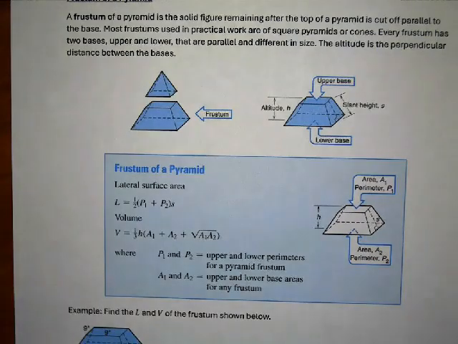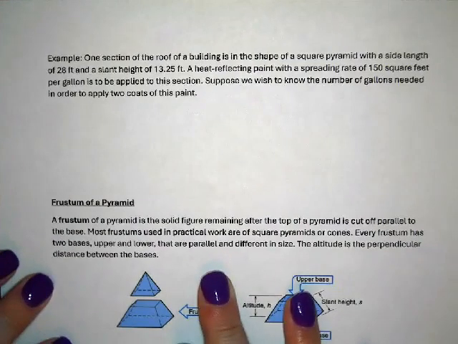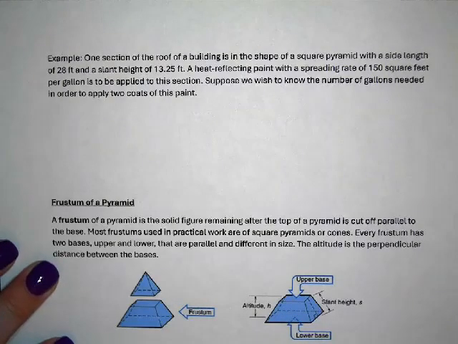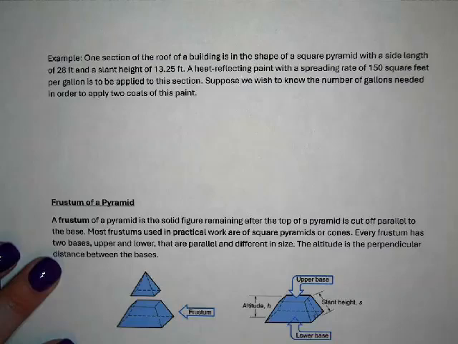All right, next we have an example of kind of a word problem again. So it says, one section of the roof of a building is in the shape of a square pyramid with a side length of 28 feet and a slant height of 13.25 feet. A heat reflecting paint with a spreading rate of 150 square feet per gallon is to be applied to this section. Suppose we wish to know the number of gallons needed in order to apply 2 coats of paint.